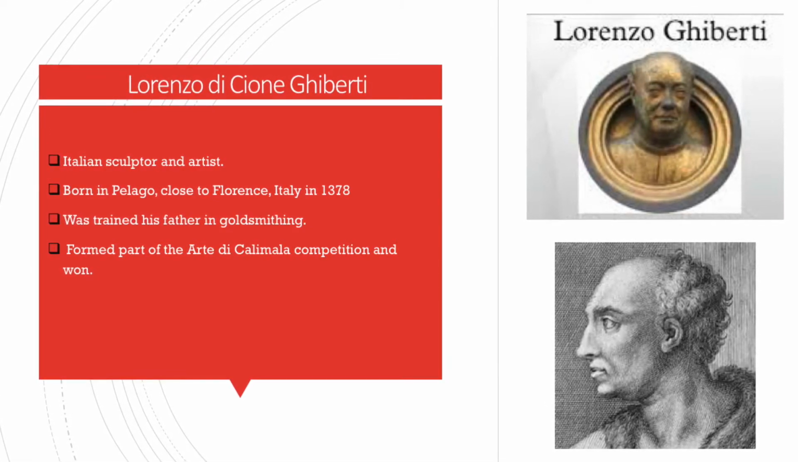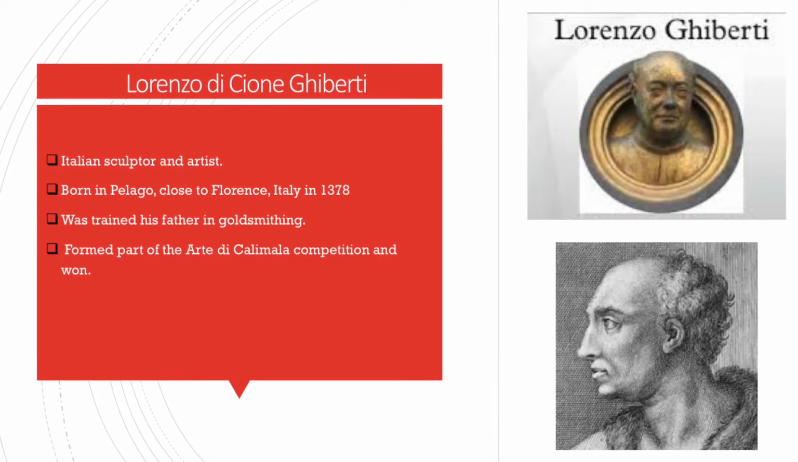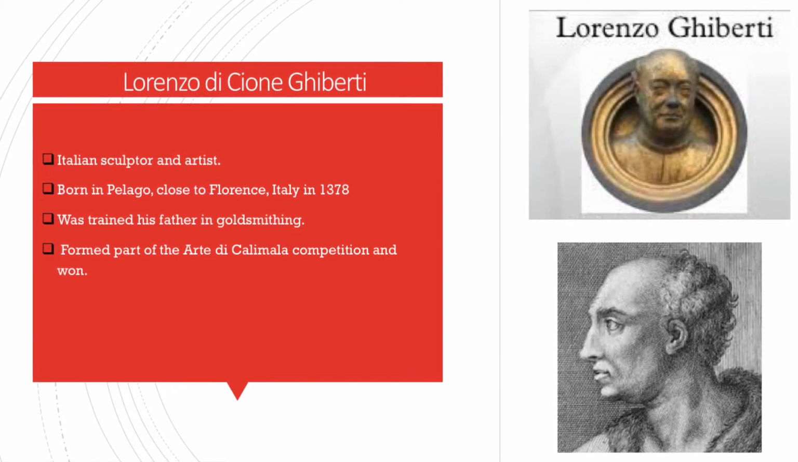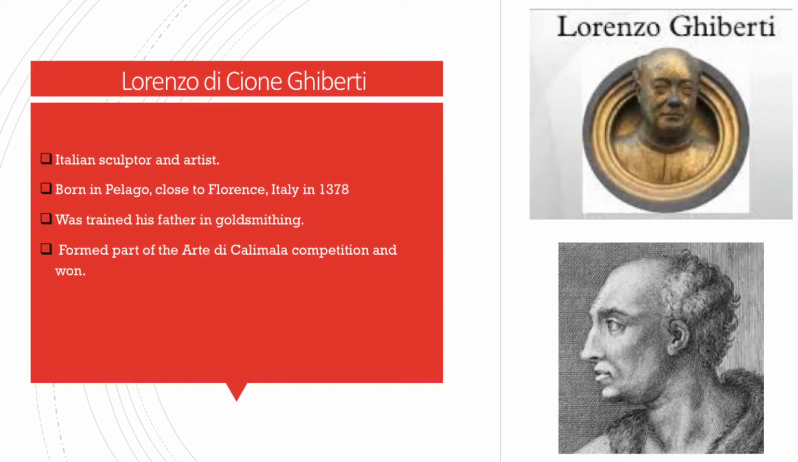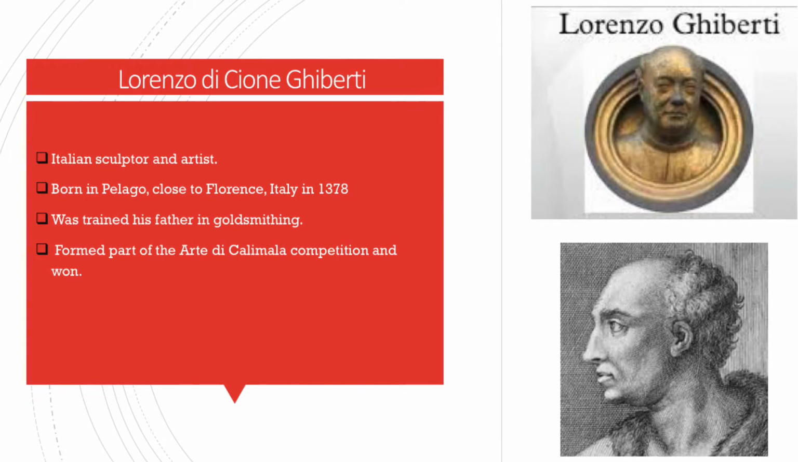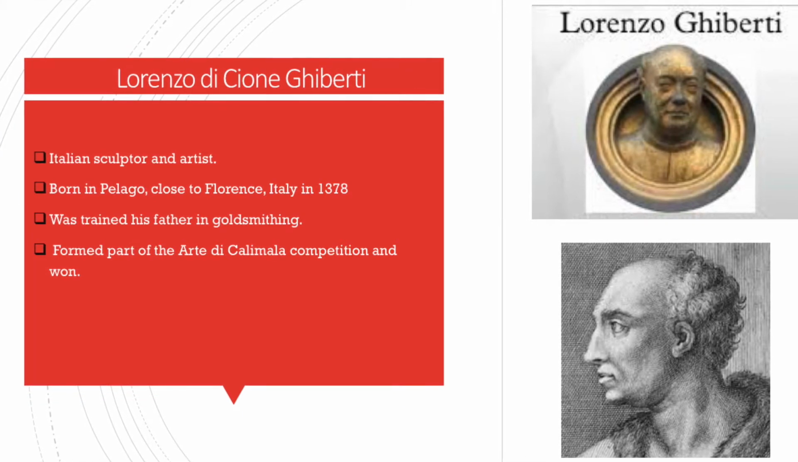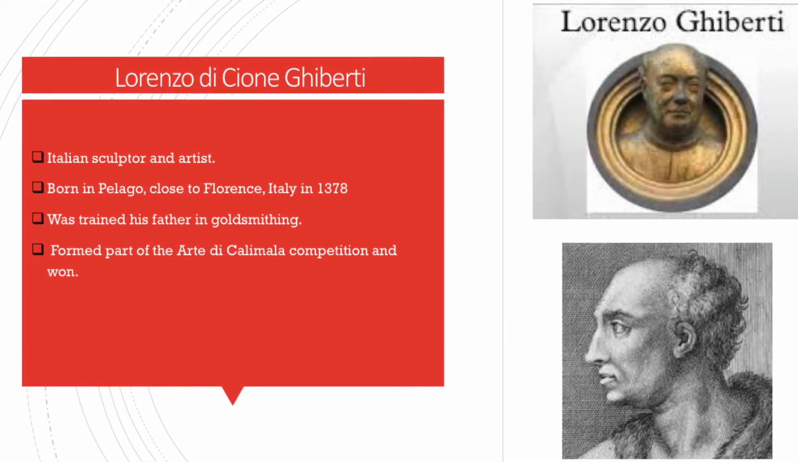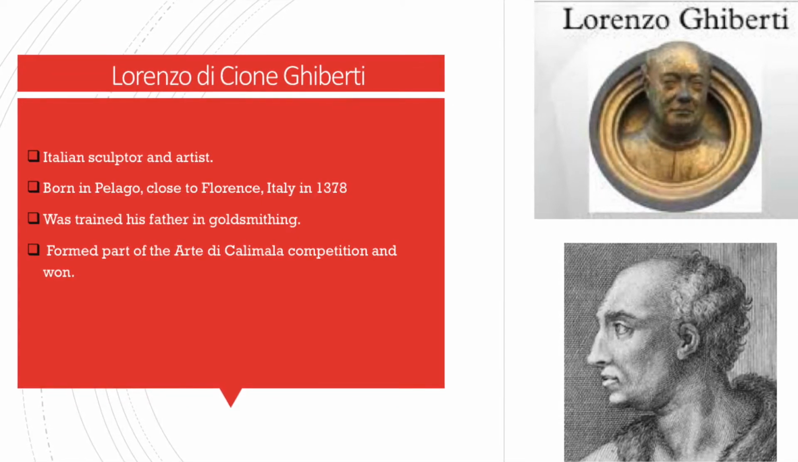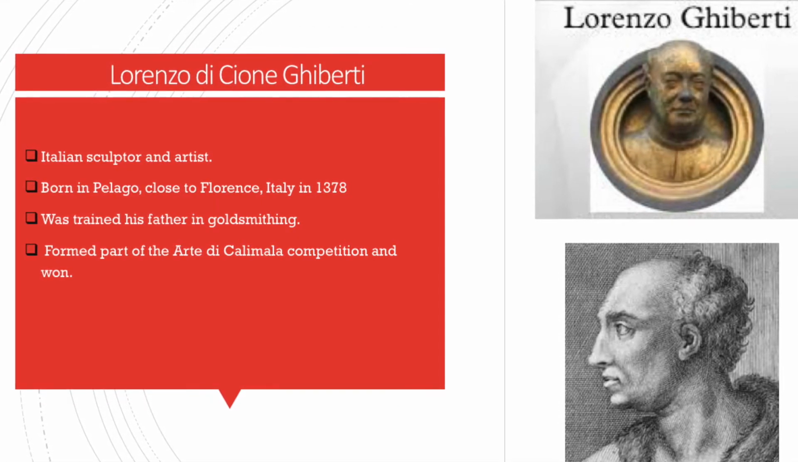At the age of 22, he traveled to Rimini, another city of Italy, in 1400 and received further training as a sculptor. Then he returned to his birthplace to be part of a competition by a club called Arte di Calimala in 1401 to make a pair of bronze doors for the baptistry of Florence.